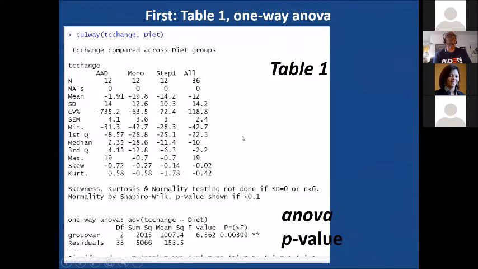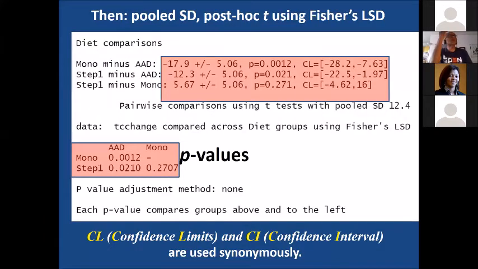So I'll go through these slowly. So this is what you would have gotten if you do CUtable1 of TC change. Goes on, does the ANOVA, which you can ignore. What is important are the comparisons among the diets. So it's giving you these comparisons. So you will see that these numbers, 17.9, 12.3, and so on, are what you got in Excel as well.